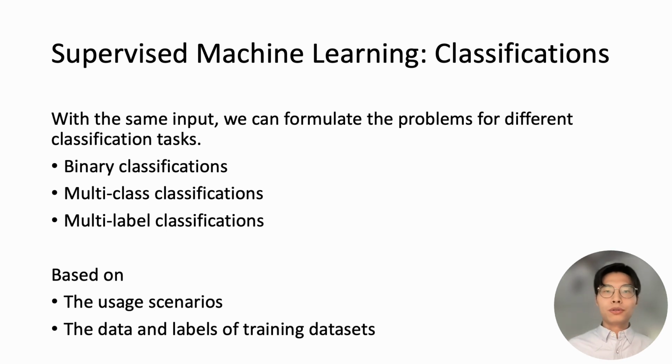To sum up, we use two example applications, email and image classification, to introduce different types of classification problems. With the same input, we can even formulate the problems into different classification tasks, including binary classification, multi-class classification, and multi-label classification. Typically, for real-world machine learning model design, we need to formulate classification problems based on both the usage scenarios and the data and labels of the training datasets.